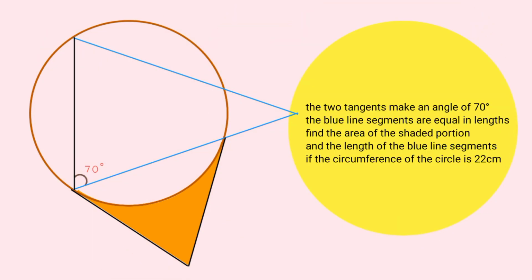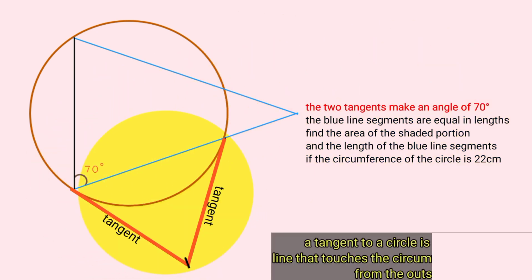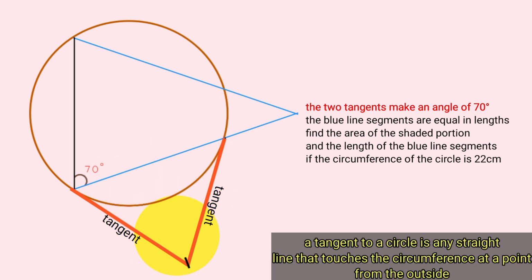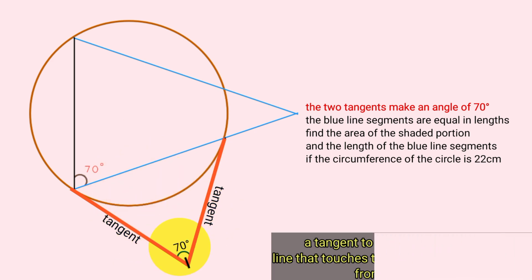Here, this question says the two tangents make an angle of 70 degrees. We can see here, these two lines are the tangents, because a tangent to a circle is any straight line that touches the circumference of the circle at a point from the outside. So that means this angle here is 70 degrees.